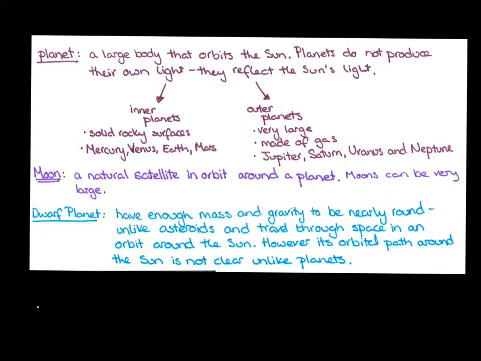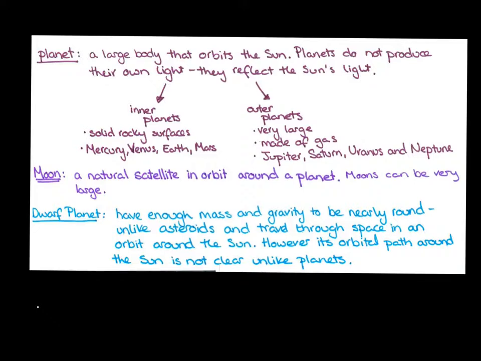Then, orbiting around some of the planets, we have moons. Moons are natural satellites. A satellite is anything that orbits around something else, and a natural satellite means that it's naturally made rather than man-made. So some of the planets have got moons, natural satellites in orbit around a planet. Moons can be very large. Don't think of moons as something that's necessarily small. Jupiter's got some moons that are bigger than Pluto.